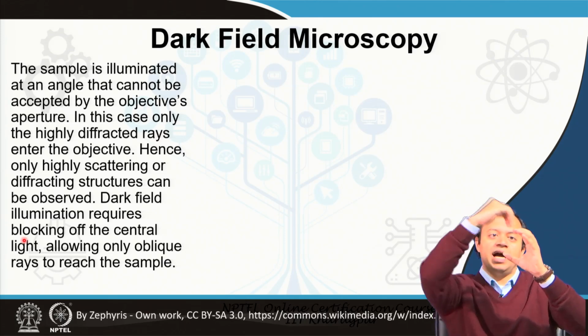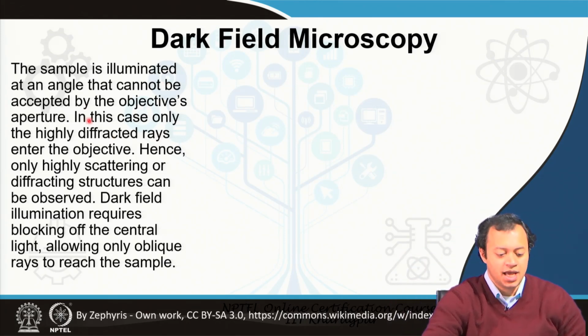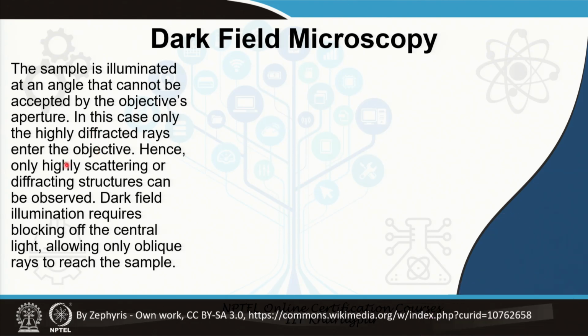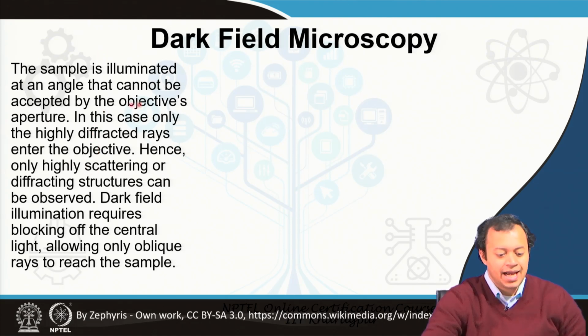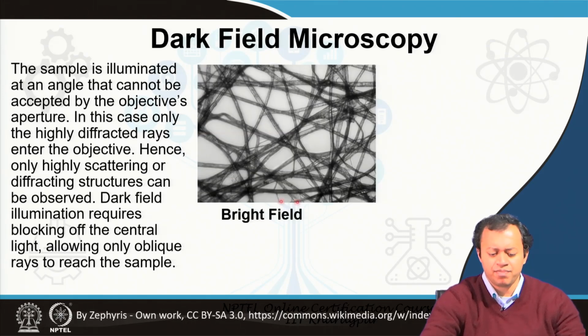So, only light that comes at an oblique incidence can actually go into the objective, right, allowing only oblique rays to reach the sample. Example, I will give you an example. So, this is the bright field image of a tissue paper.